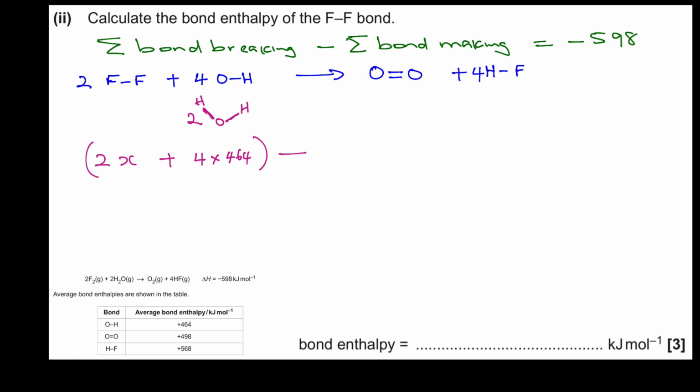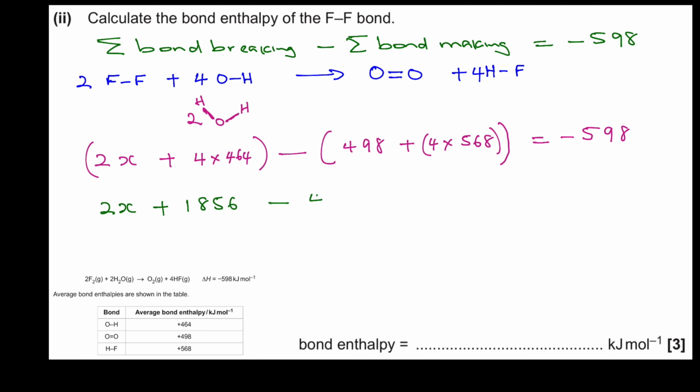To take away the bond making from the bond breaking, the oxygen bond, which is 498, plus 4 times the HF bond, 568. Altogether should be equal to minus 598. 2x plus 1856 minus, open another bracket there, 498 plus 2272, and that equals minus 598.